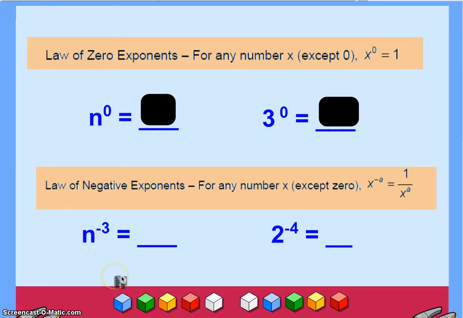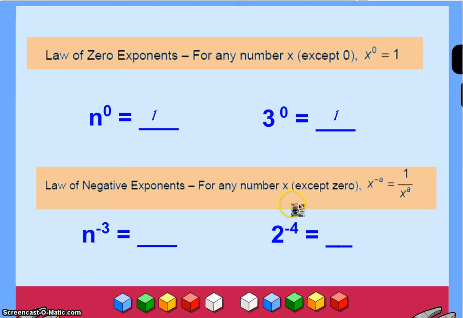Okay, so once you're dealing with it, what we're going to look at for one thing today is the law of zero exponents. And this is a very simple law. You just have to memorize it, though. Anything to the 0 power equals 1. So if you have n to the 0 power, it's equal to 1. If you have 3 to the 0 power, it's equal to 1.